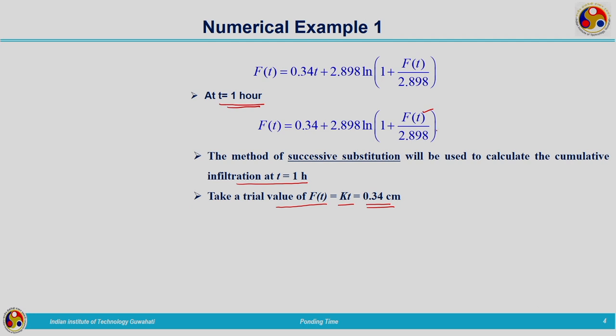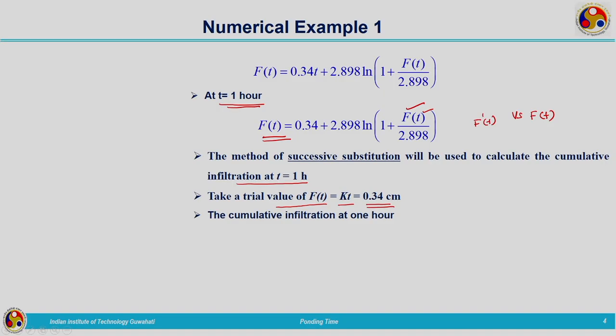Then we will substitute in here on the right hand side and we can calculate F of t on the left hand side. This calculated F of t can be represented by F dash t. F dash t is the calculated value and F of t is the assumed value, and we check whether these two are in proper match. If not, the same procedure will be repeated with new assumptions.